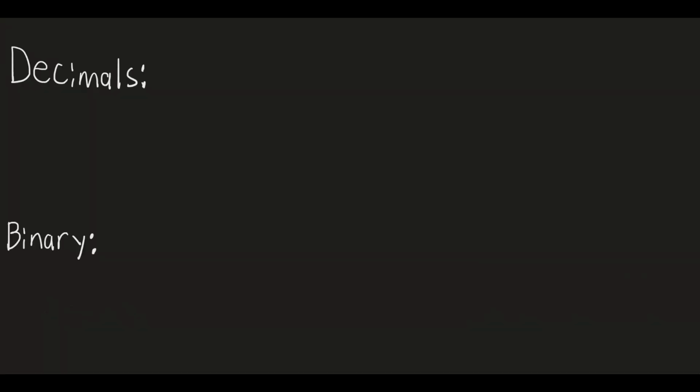So, what are decimals and binary numbers? We could start off with decimals. They are numbers such as 1, 2, 3, 4, 5, and so on. So they're just base 10 numbers that we all know and love.